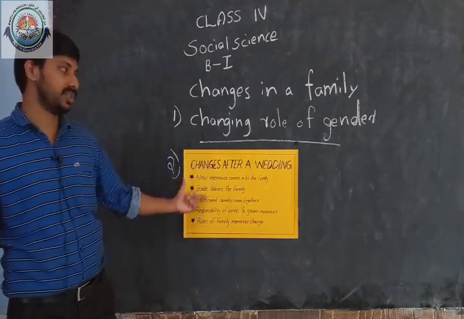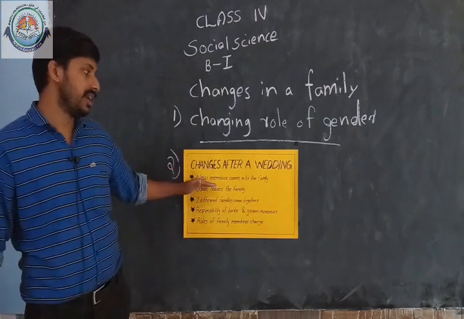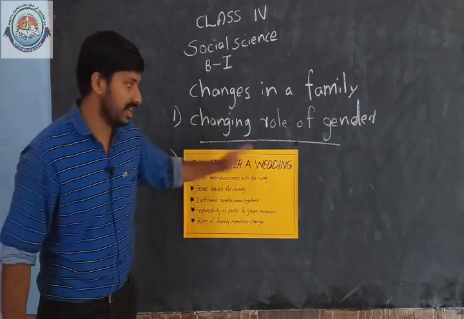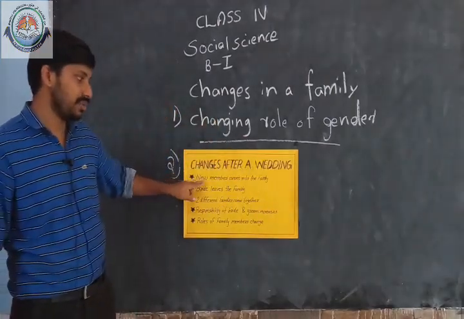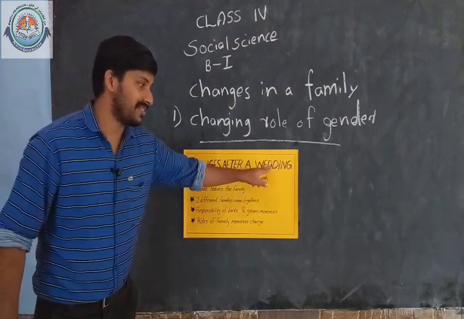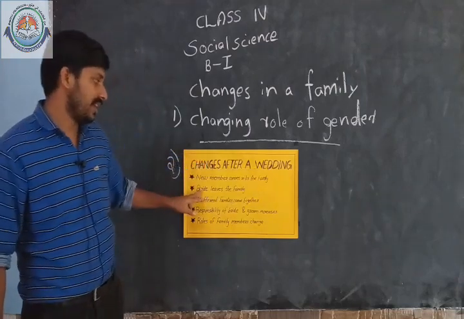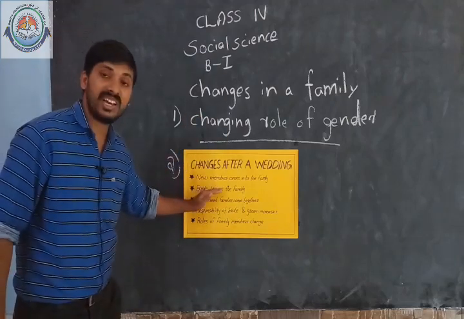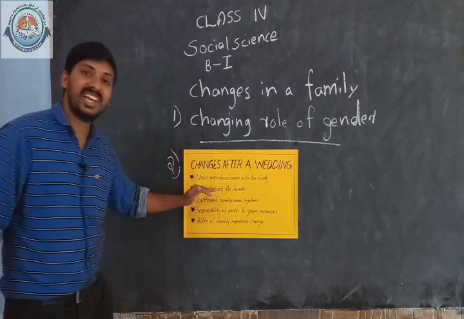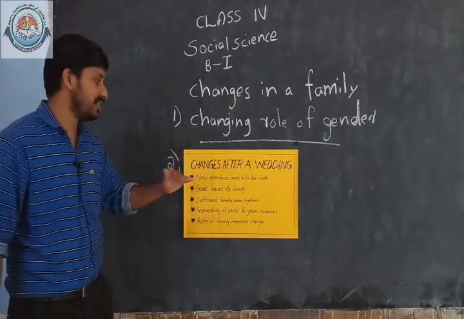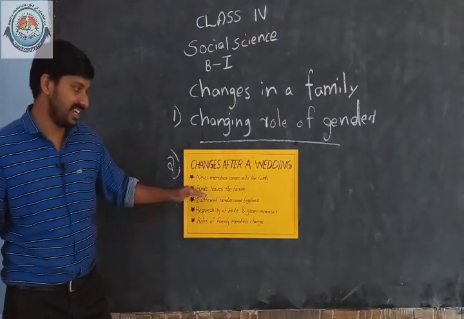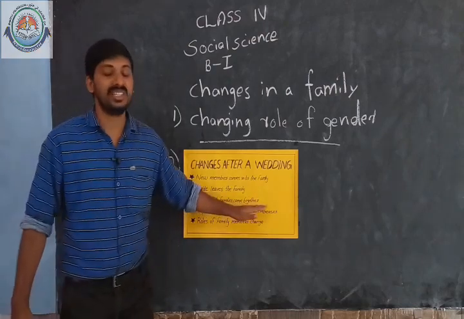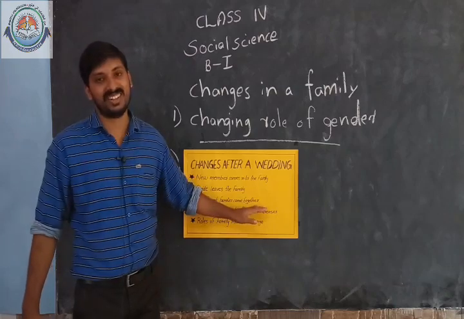Let us analyze each of the points. First, a new member comes into the family, like Priya auntie coming to Kabir's family. After a wedding, a new member comes to the family. Then the bride leaves her family: Priya auntie leaves her home and joins Kabir's family. Third, two different families come together.